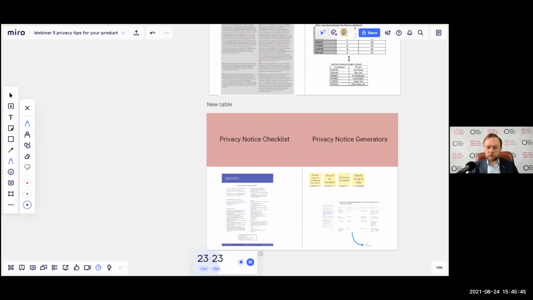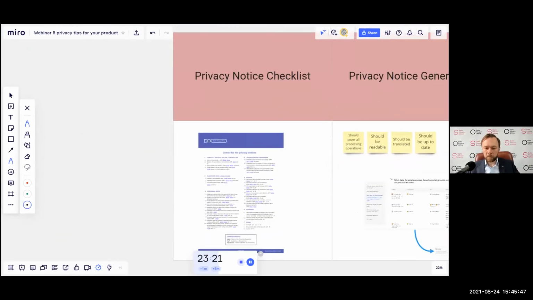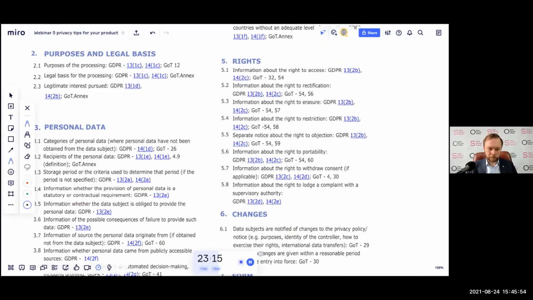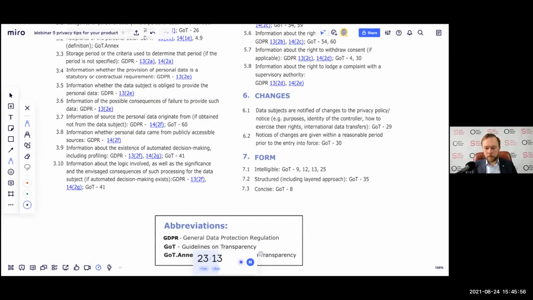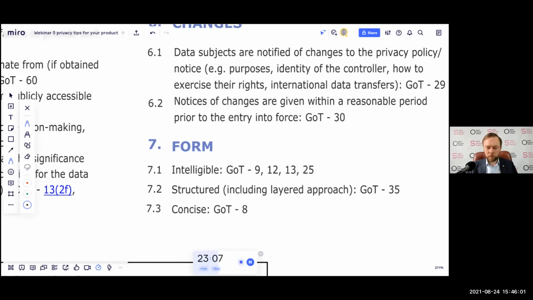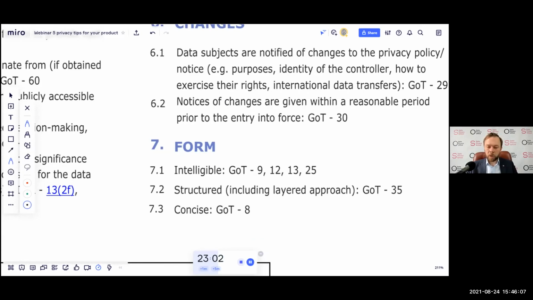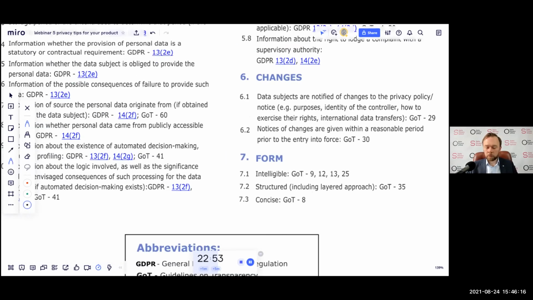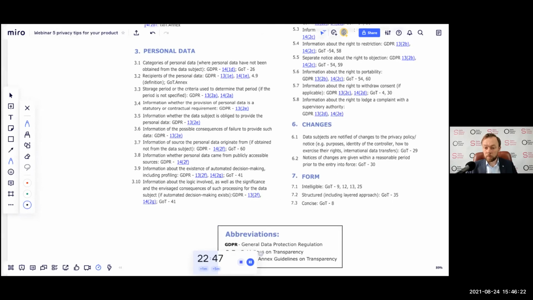According to the GDPR, Article 12 of the GDPR, your privacy notice should be intelligible, well-structured, readable and comprehensible, and concise. And those requirements are not only from Article 12 of the GDPR, but also in the guidance on transparency, which is guidance issued by the European Data Protection Board.